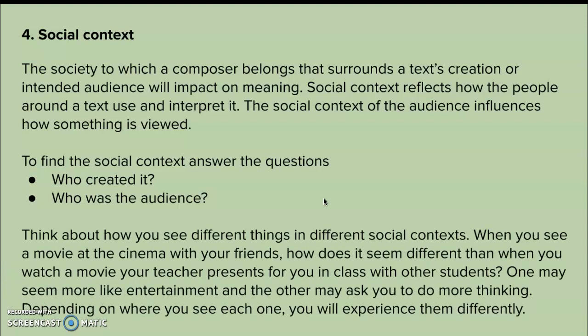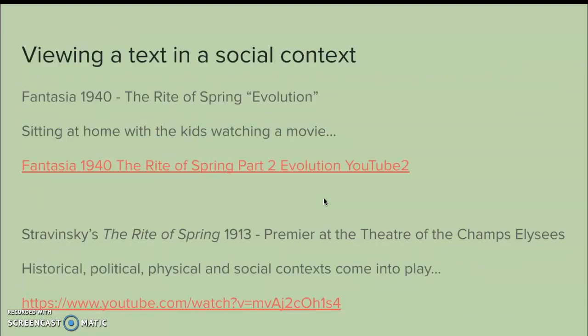The way that you could think about social context is that we watch movies in class and we look at them very differently to how you would when you're at the movies or with your friends watching a movie. So, depending on where you see that text, it will make the experience of understanding it very different. There's two examples here. I will explain them and then you'll have to pause the video and go to the YouTube clips.